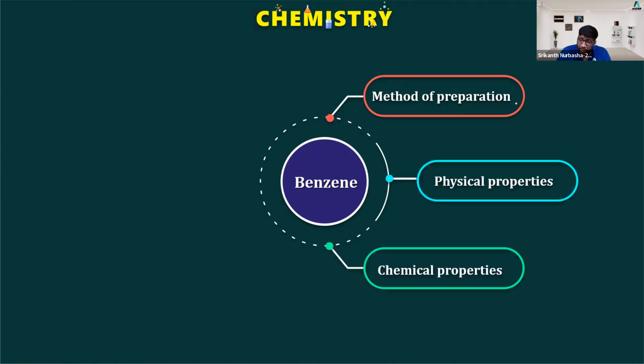Benzene, you have to look at methods of preparation, physical properties and chemical properties, same as all other functional groups like alkanes, alkenes, alkynes. Methods of preparation of benzene, can anyone think of?